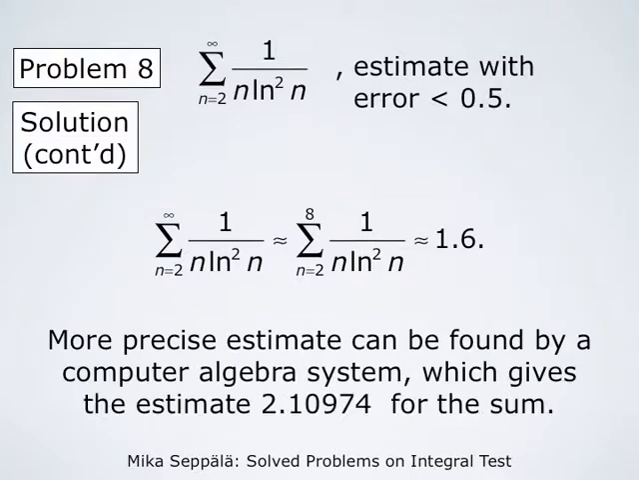A more precise estimate can be found again by a computer algebra system, and that yields 2.10974 for this sum. So this estimate 1.6 was not very good. Indeed, the error was very close to 0.5, but it was less than 0.5.